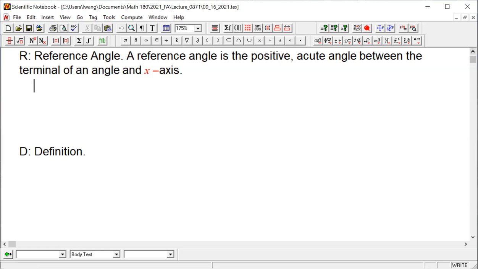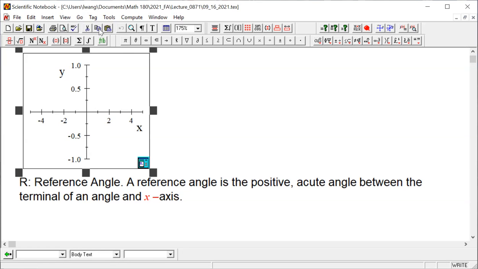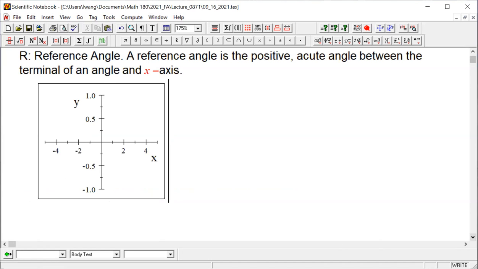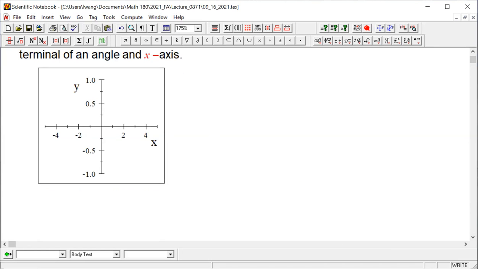Suppose that we are measuring an angle. So we're measuring an angle. When we measure the angle, we have to make sure we measure from the standard position, right?